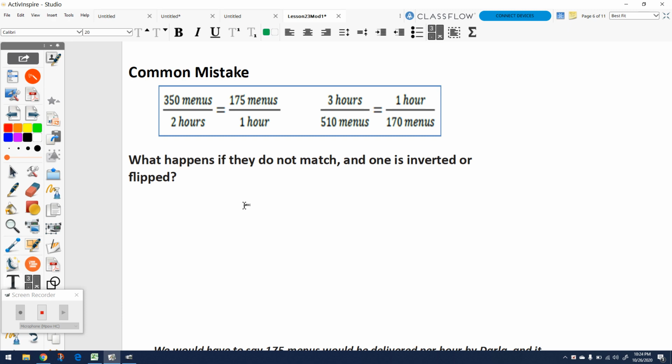That is so true. But in this case, notice that my unit is now on top in that second part of the ratio. So I have 1 hour. So in 1 hour, he can do 170 menus. That's correct. However, it's not a unit rate because the unit has to be on the bottom. So what happens if they do not match and one is inverted or flipped? It just makes it hard to compare them. Okay, it's just not a good way.